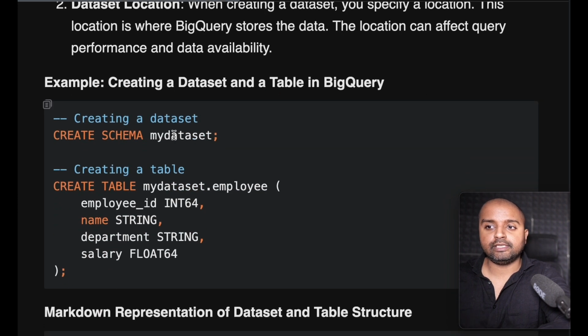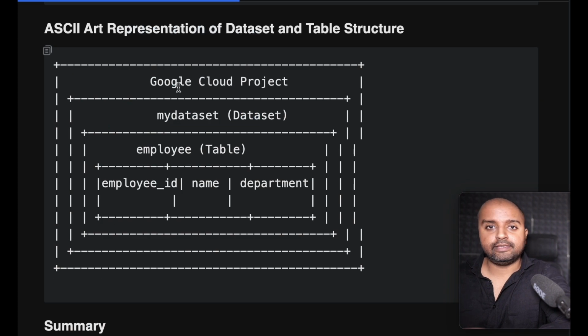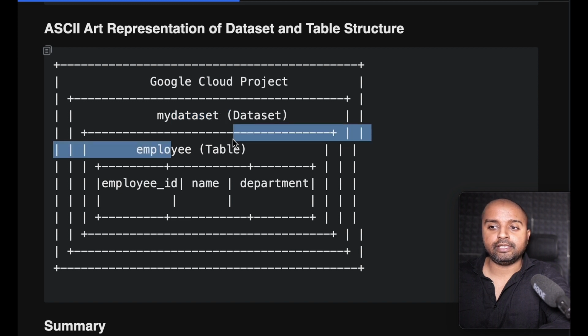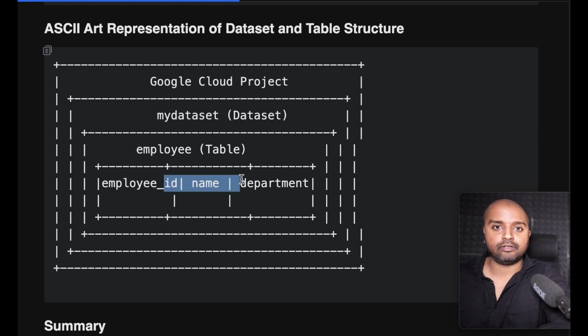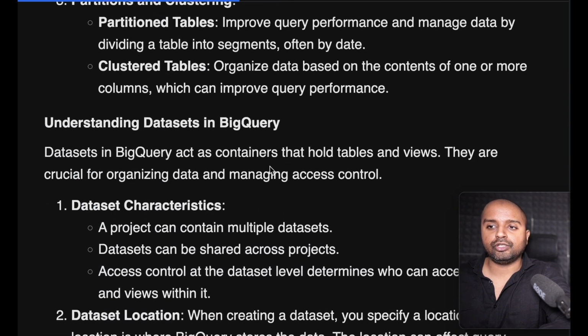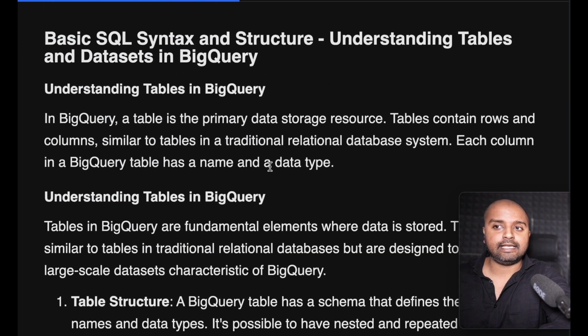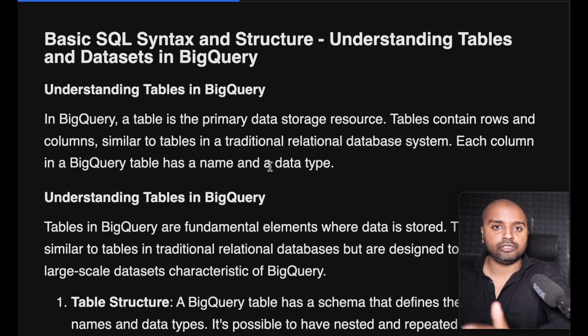Again, just to revisit, we have schema. If we think about Google Cloud Project, these are the projects that we can have. We can have numerous number of projects. And then within that, we can have multiple data sets within a project. And then within those data sets, we can have multiple tables with multiple rows and columns and data types and so on. So this is a very quick introduction look at the tables and data set structures within BigQuery.